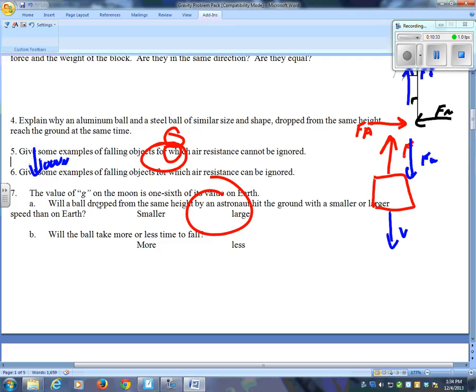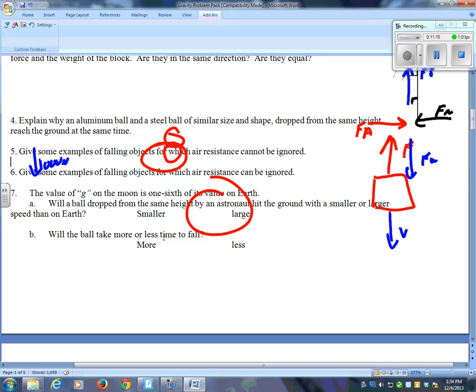The value of g on the moon is 1/6 of its value on Earth. It's 1.6. Will a ball dropped from the same height by an astronaut hit the ground with a smaller or larger speed than on Earth? Let's read this question again. This is hard. So it's traveling the same distance. One has an acceleration that is much smaller than the other. I'm asking which one will hit the ground with a larger speed.